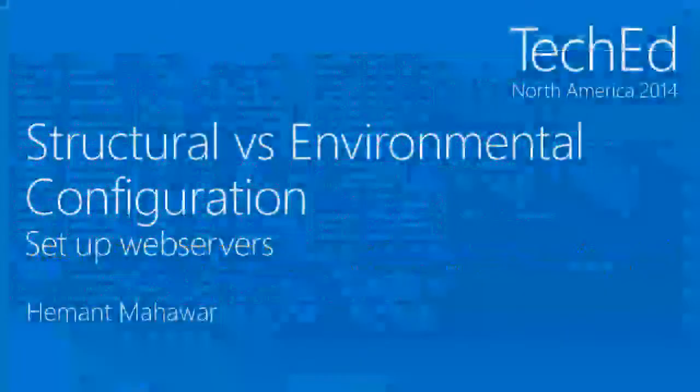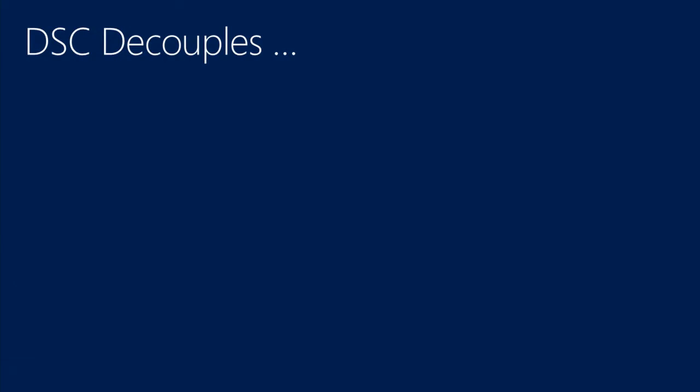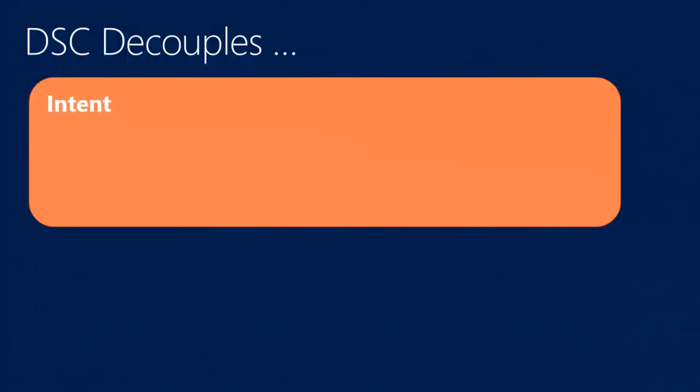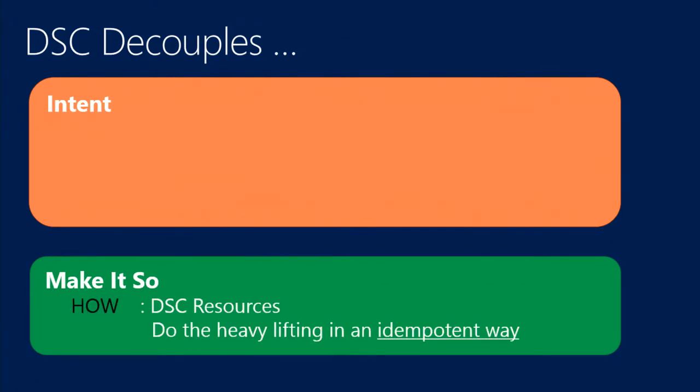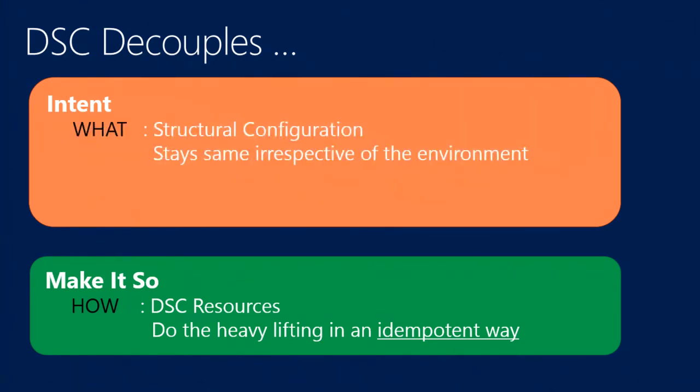Now back to slides. So DSC decouples the intent from the make it so. Make it so is the how part. These are the pluggable DSC resources that do the heavy lifting for a particular technology-specific component in an idempotent way. That is, you apply it over and over again and it does not have any unintended consequences. And then the intent is separated into the what, or what we call the structural configuration. I need IIS, I need ASP, I need my website contents deployed, and so on, right? That's the what part of it.